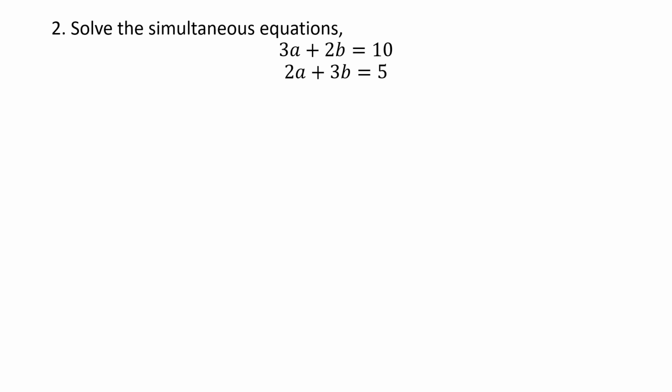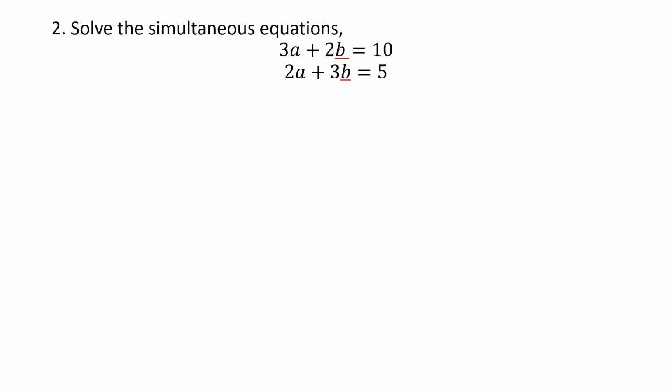The coefficients are the same, right? So let's eliminate b. We want to make sure that the coefficient of b in the first equation is equal to the coefficient of b in the second equation. We do so by finding the lowest common multiple of the coefficients. In this case, we have 2 and 3 as the coefficients of b. So the lowest common multiple is 6.